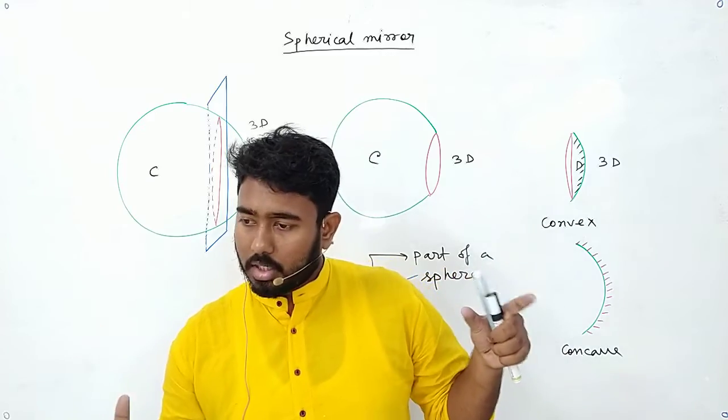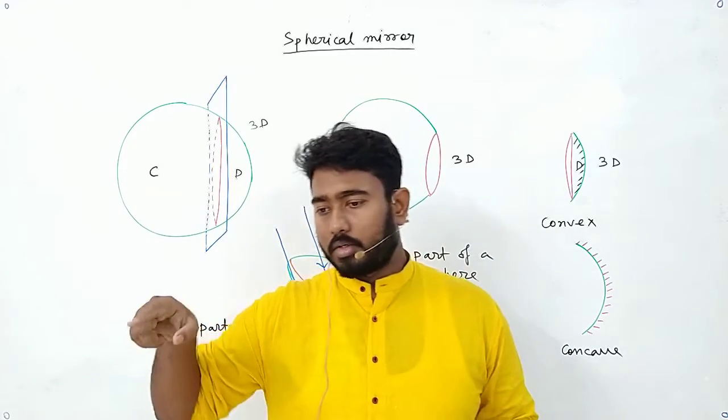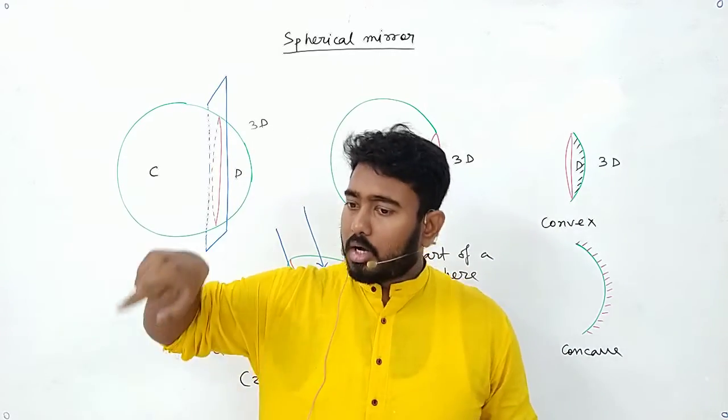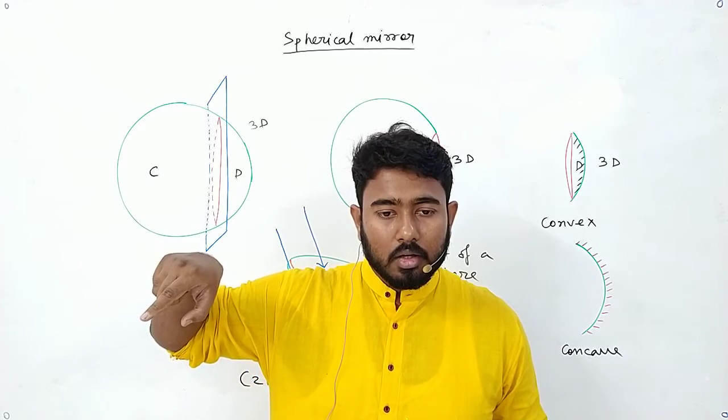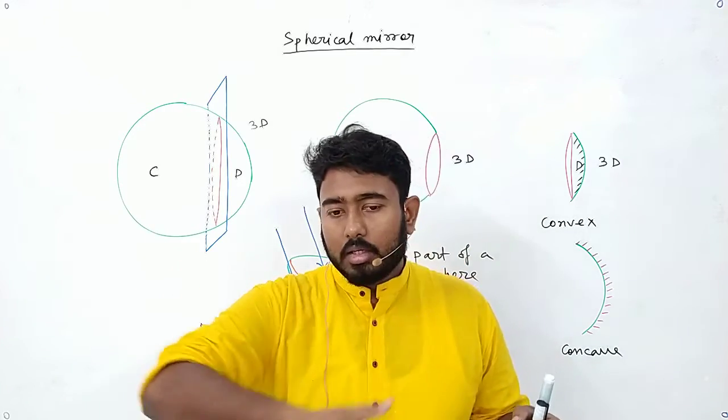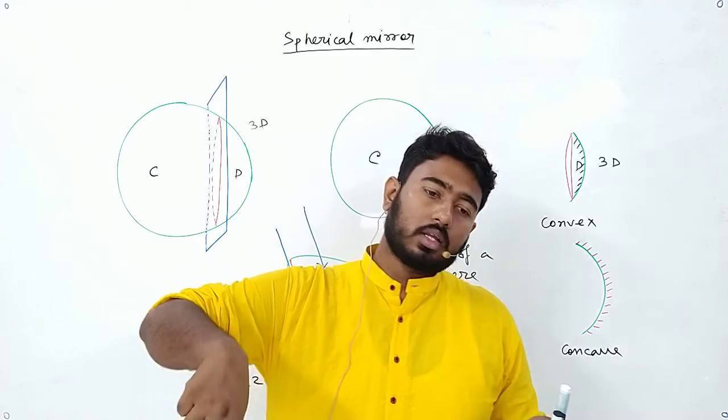Now the sphere is curved, right? Now if the sphere is curved, then what will we get? We will simply get a line, a curved line which is part of a circle.